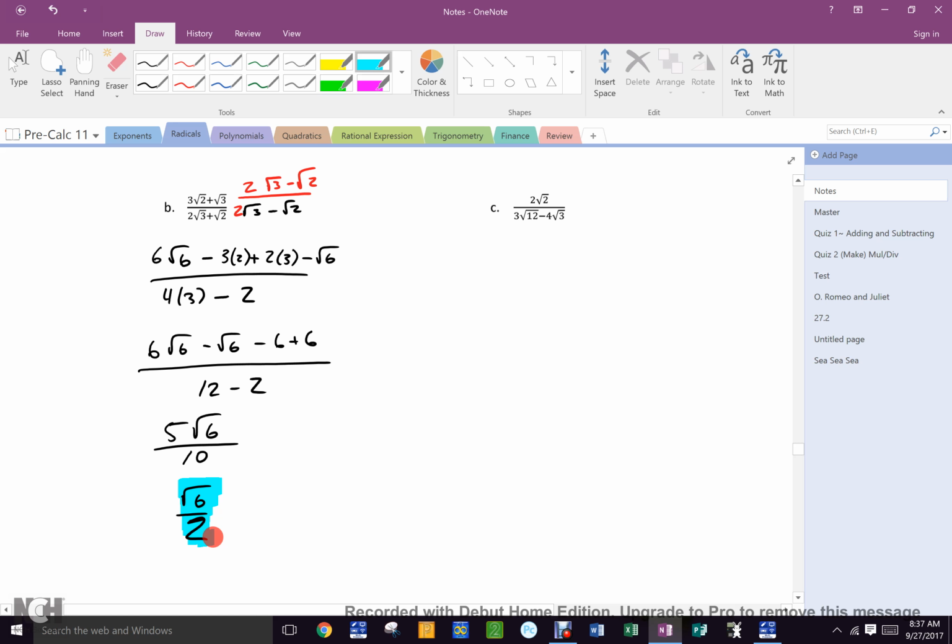Is there anybody that can't follow it? What is 5? 6 root 6 minus 1 root 6. Is there anybody that can't follow it?